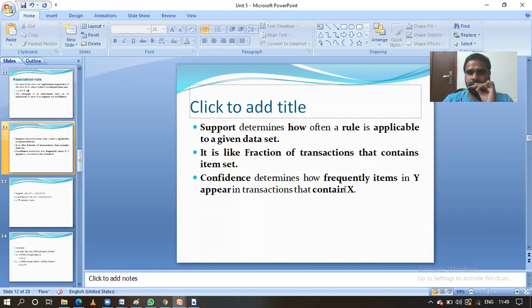Support count, support, and confidence. Support and support count are different, guys. In this point also you have to remember: support count is different and support is different. Support is the fraction of transactions that contain the particular item set. Support count means how many times the particular item set is repeated in the overall transactions. For calculating the support we are going to use the support count, and for calculating the confidence also we are going to use the support count.